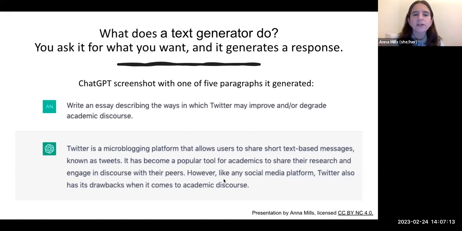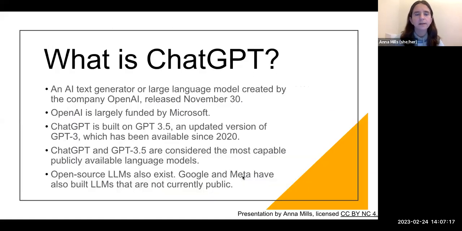Here you just see a screenshot of the first paragraph, but there were 5 in this example. Where does this come from as far as the infrastructure? ChatGPT, the most famous text generator at the moment, was made by the company OpenAI. It was released November 30th, and this is a company that's largely funded by Microsoft.